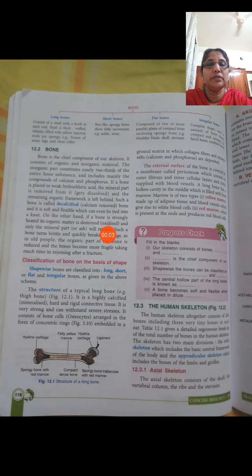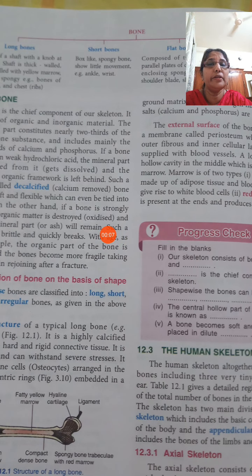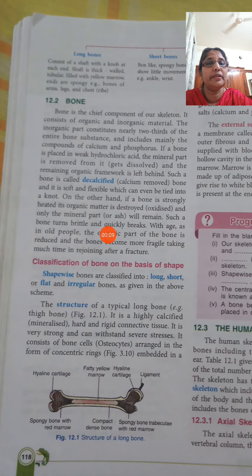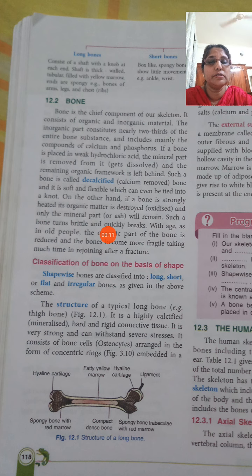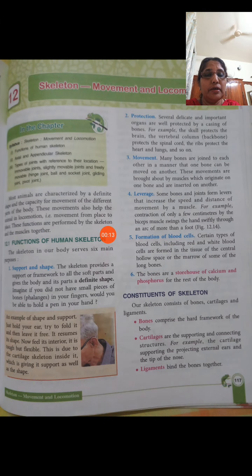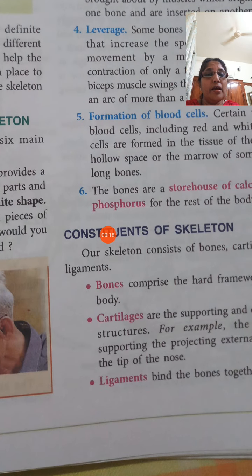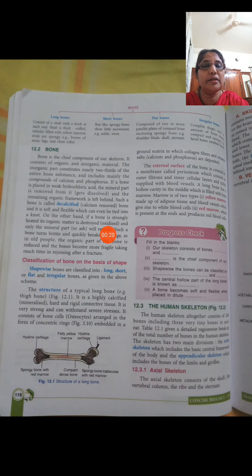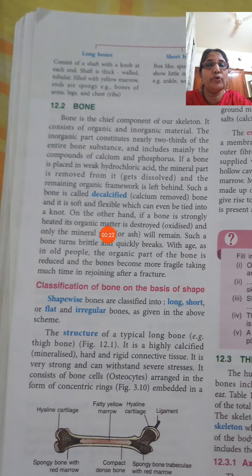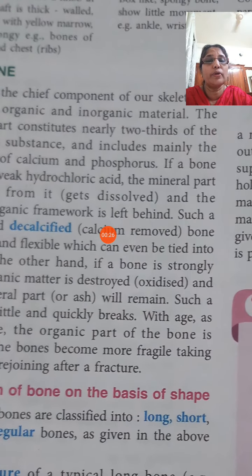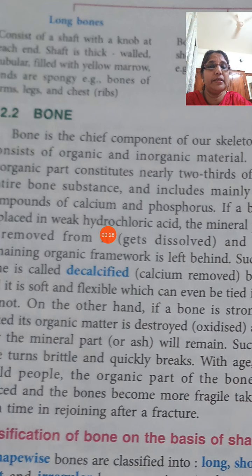Then the structure of the bone, the main component of our skeleton, which consists of bones. You know that there are three parts: bones, cartilage and ligaments, that are the parts of the skeleton. Let us see what the bones are made up of. It contains organic and inorganic material.